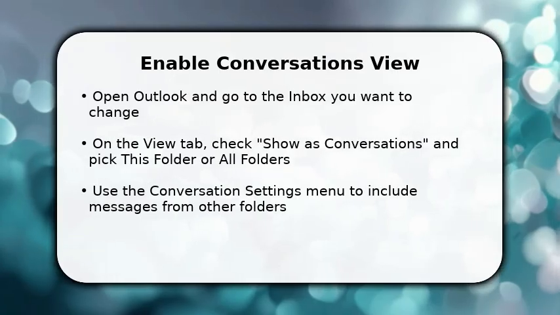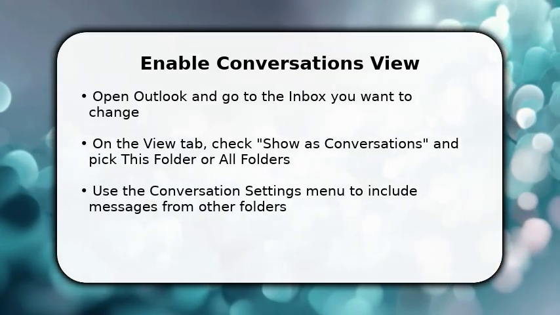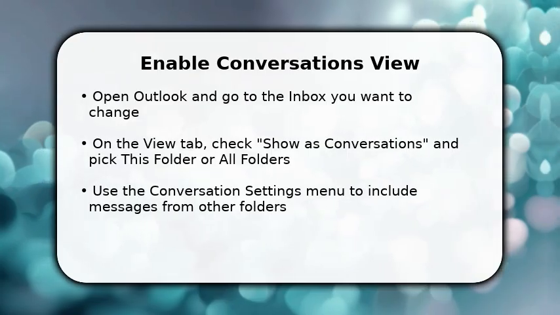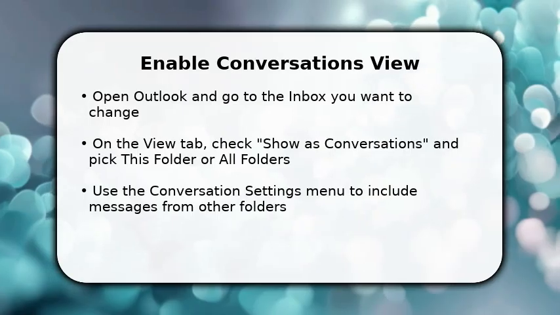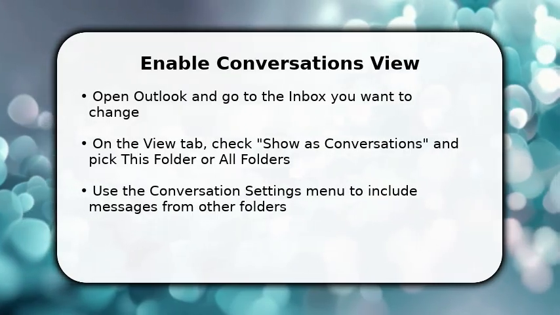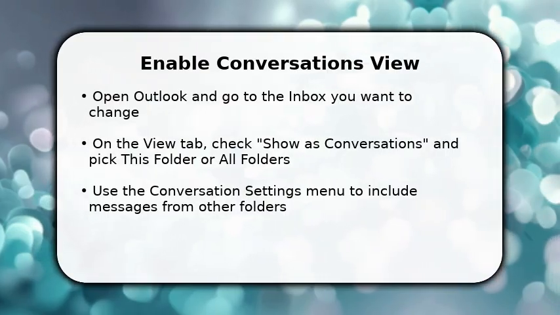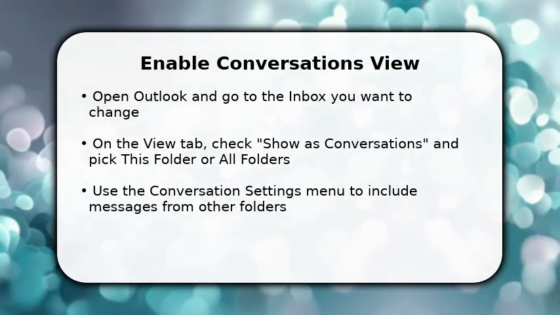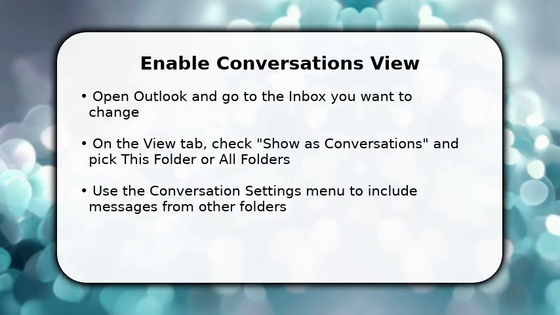You start by enabling conversations so related messages group visually. First, open the inbox and click the View tab. Once there, turn on Show as Conversations and choose this folder or all folders depending on scope. Make sure Conversation Settings includes messages from other folders if you move Mail or use Rules. This creates threaded groups by subject, which reduces clutter and helps you scan context quickly.